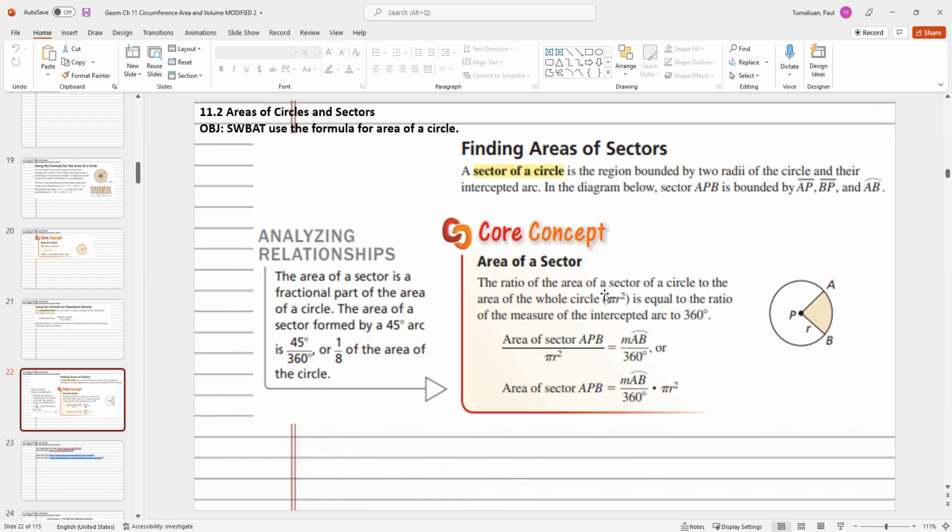Then we have the area of a sector. Remember, a sector is basically like a pizza slice. So how big is that slice of pizza? How much space is in that slice? So the area of a sector is the measure of that arc AB, so the central angle basically, divided by 360 times pi r squared, times the area. So the area of the sector is the measurement of that arc divided by 360 times the area.